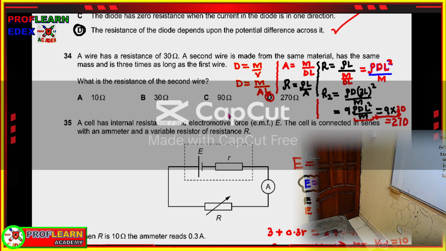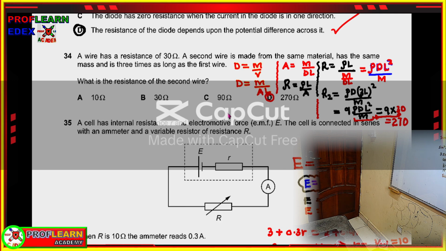Now, in order to work this out, we need to remember that density D is equal to mass over volume. From this formula, we are going to say that density is equal to mass over AL, because cross-section area times length is going to give us volume. Then from here we are going to make A the subject of the formula, so our equation reduces to A is equal to M over dL.